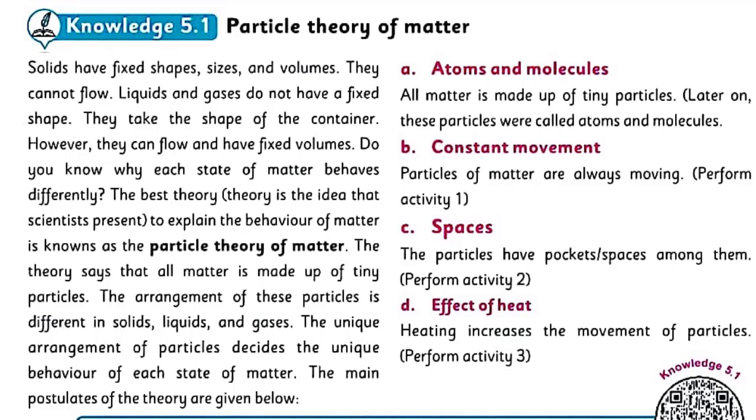Solids have fixed shapes, sizes, and volumes. They cannot flow. Liquids and gases do not have a fixed shape. They take the shape of the container. However, they can flow and have fixed volumes. Do you know why each state of matter behaves differently?